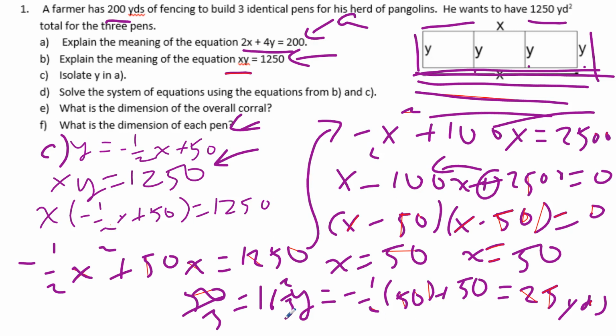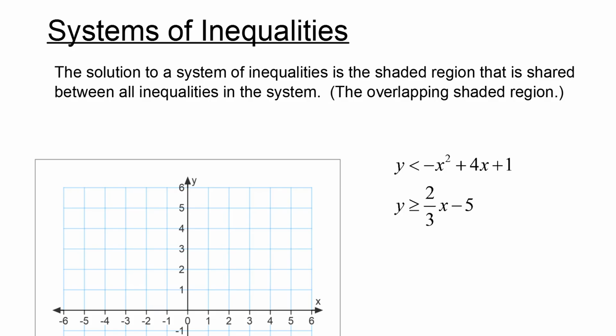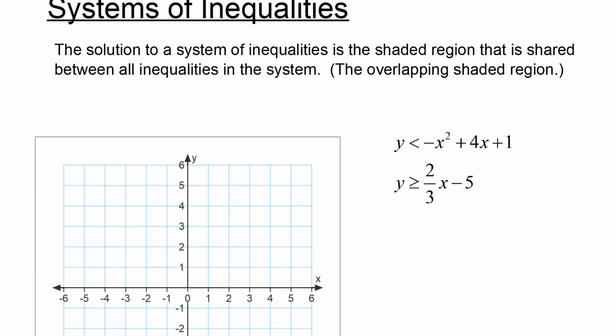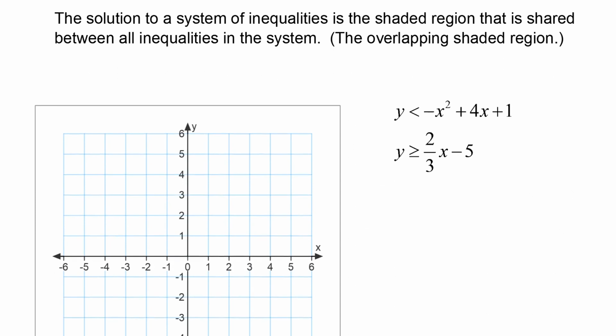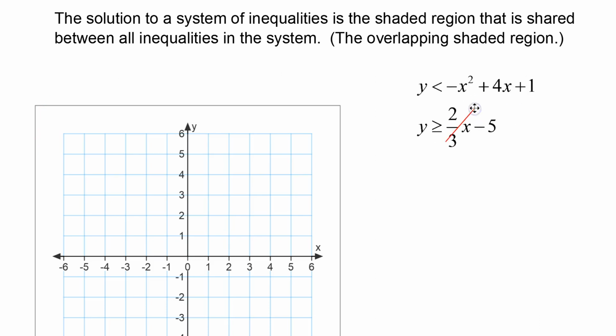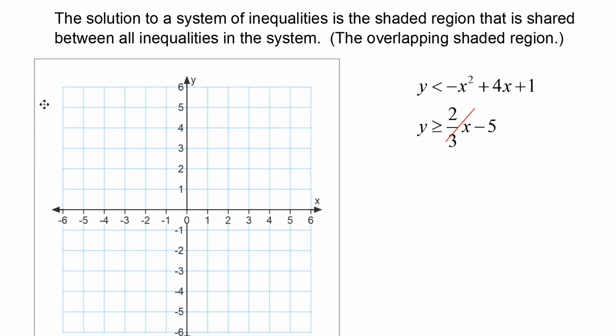Now let's switch gears and talk about systems of inequalities. I know that an inequality is all about the shading. So what about a system of inequalities? Well, the solution to a system of inequalities is basically the overlapping shaded region from each inequality, right? So take a look at what I've got here. I've got this system right here, where I've got a quadratic and a line, okay?